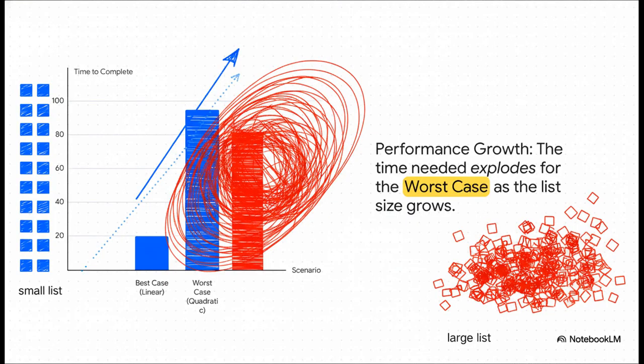And this chart right here, it says it all. Just look at it. The blue bar, that's the best case. It shows that nice, predictable, linear growth we talked about. Now, look at the red bar. That's the worst case. That is our sand dune. You see, for a small list, the difference isn't a big deal. But as the list gets larger, that red bar just explodes upwards. The time required becomes totally unsustainable.